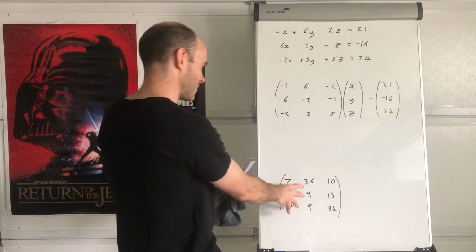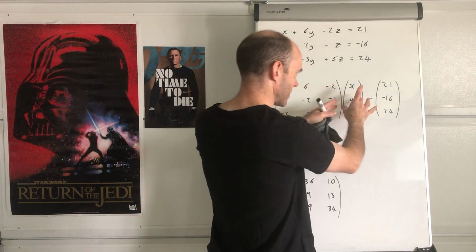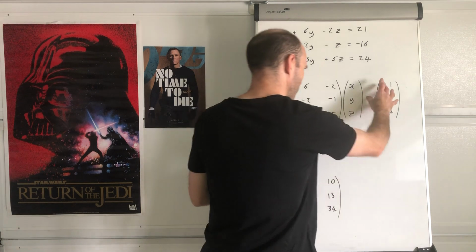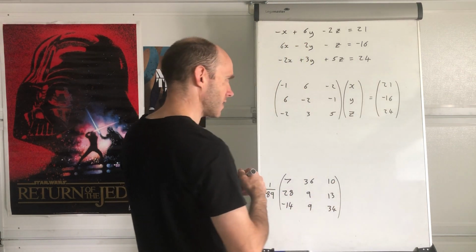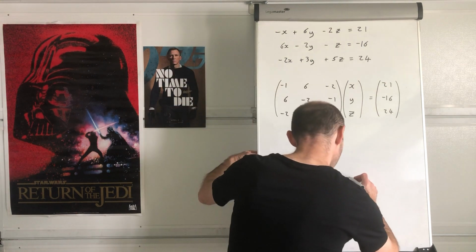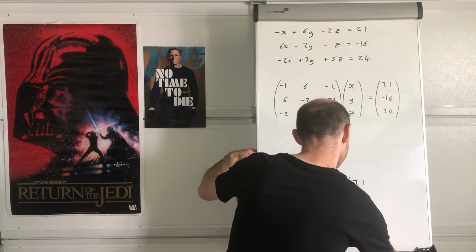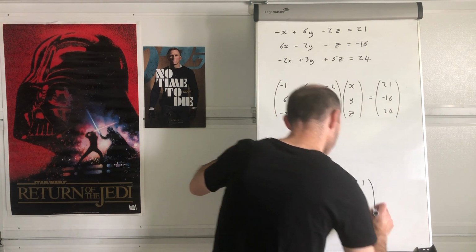Right, so that's our inverse. We're going to do that times the left hand side. Obviously, then we're left with just x, y, z, and we're going to do that on that. So I'll tell you what, do you mind if I put it in there? 21, negative 16, 24. Just to save ourselves some space.